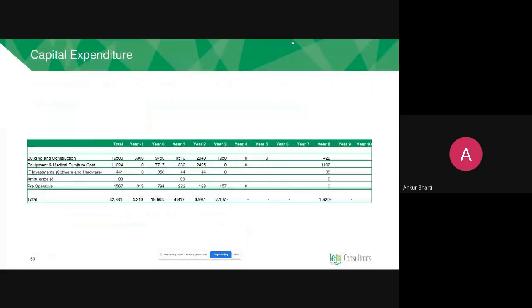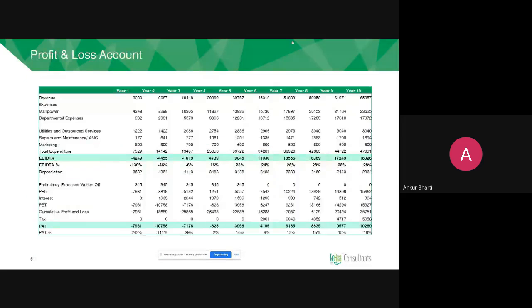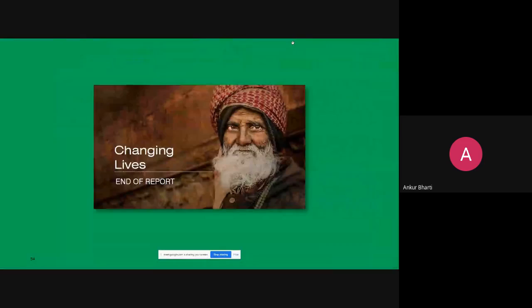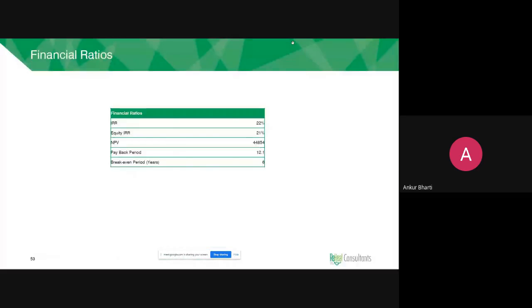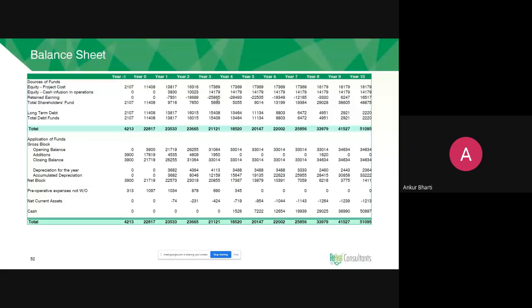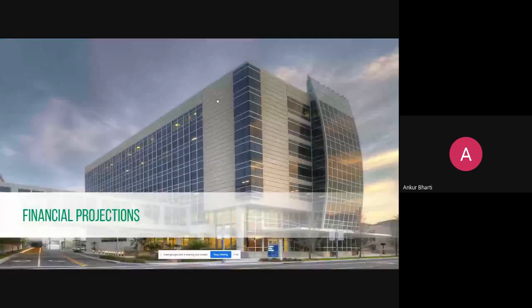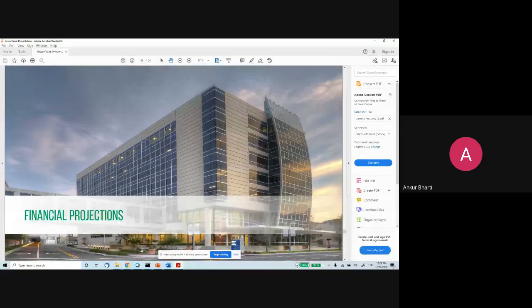Then we created the financial model, and this was the whole project delivery of that sort. So we ended on the financial feasibility of the project.